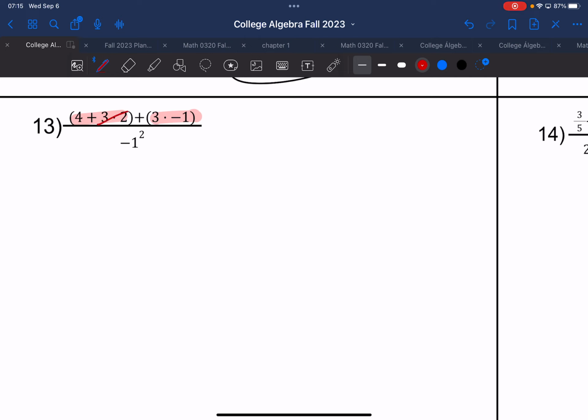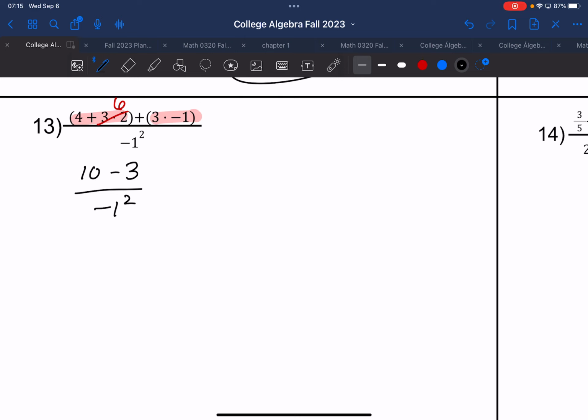So 3 times 2 is 6. Then I can continue with my parentheses. So I have 4 plus 6, which is 10. And then plus 3 times negative 1, which is going to give us minus 3. Okay? Because plus a negative number is the same as subtracting that number, over negative 1 squared. Okay?